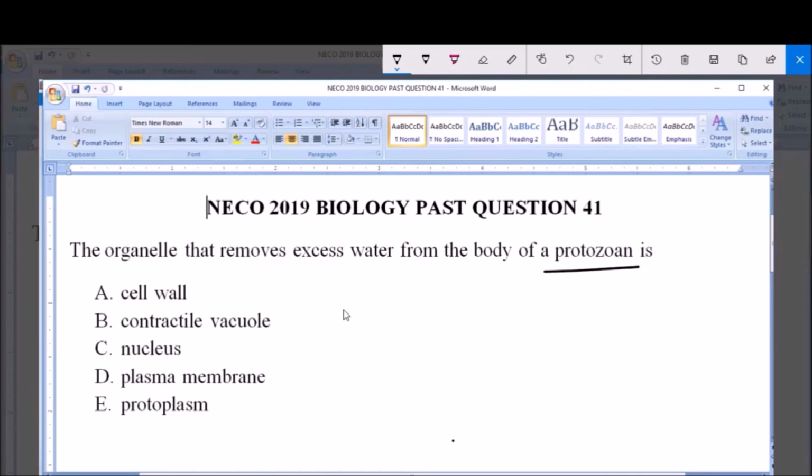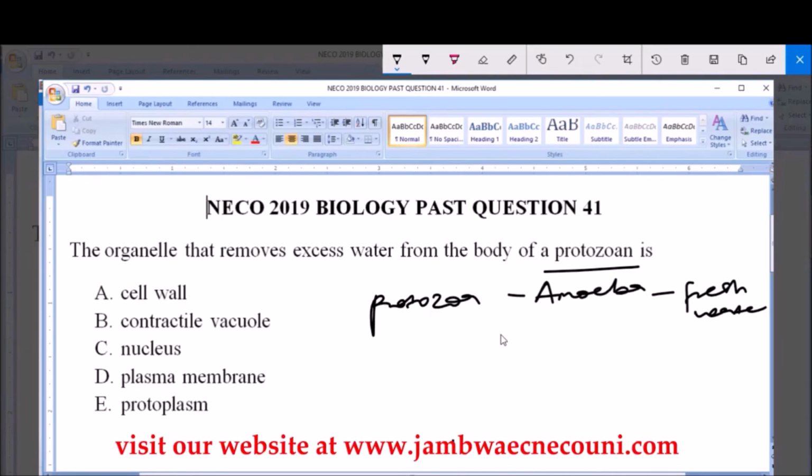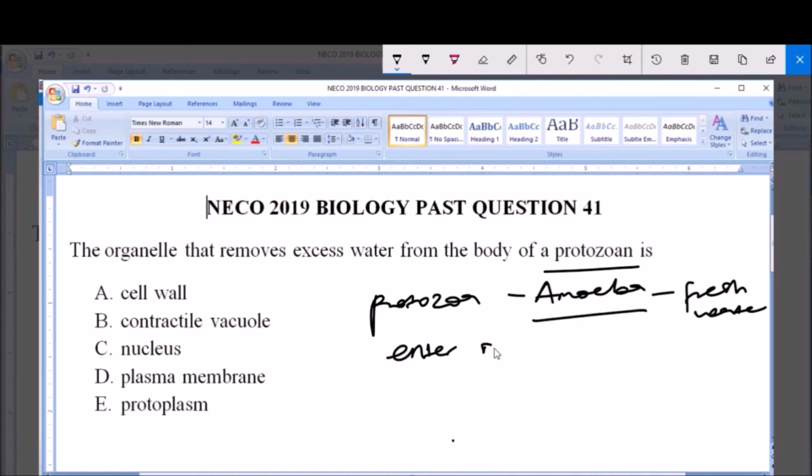Now, protozoan. An example of a protozoa is the amoeba. Now, these protozoa are mostly found in fresh water. Due to the hypotonic contents of these protozoans, or of the amoeba, this fresh water tends to enter into the protozoa. So the fresh water goes into the protozoa through its cell membrane, because the cell membrane is permeable.